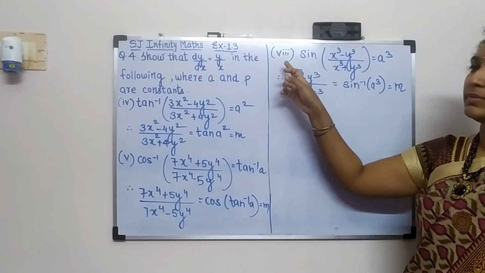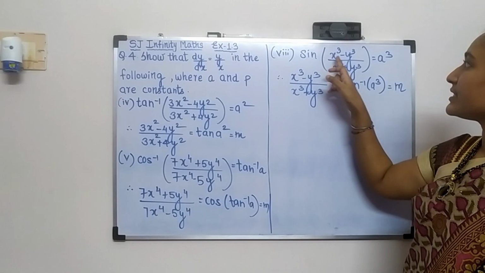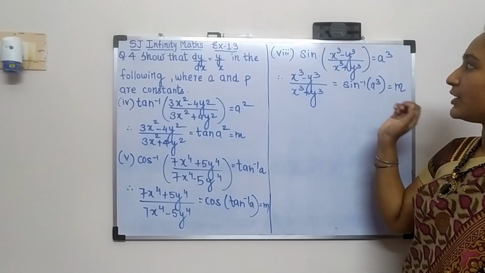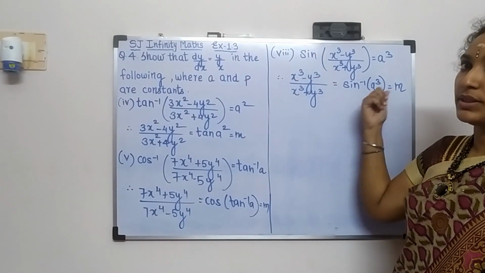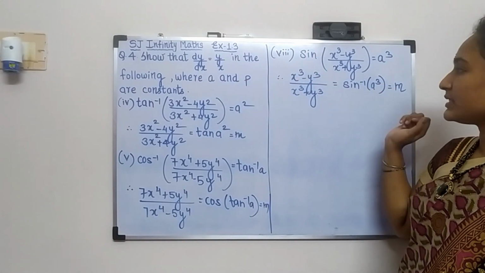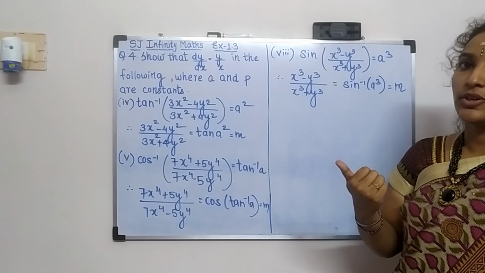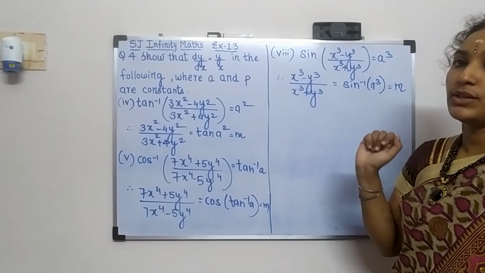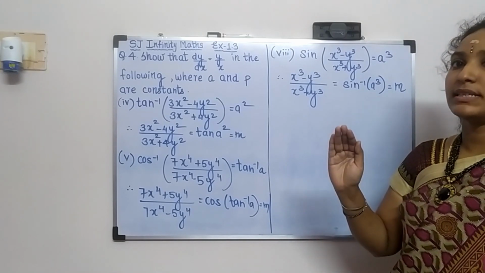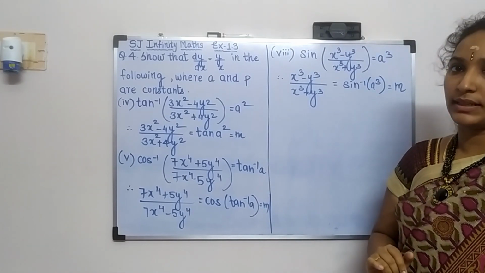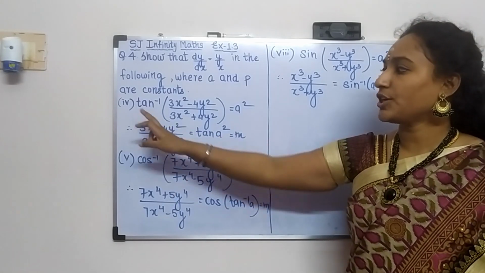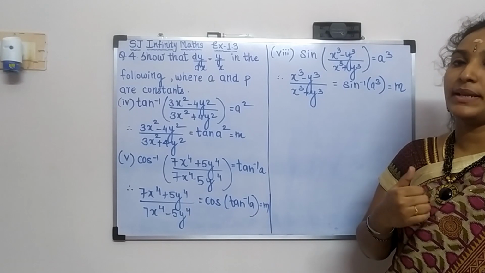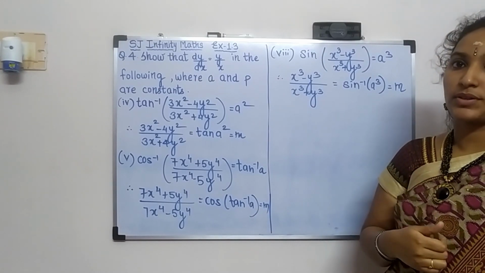Similarly, we have question number 8. Sin inverse of (x cube minus y cube upon x cube plus y cube) is equal to a cube. When this sin inverse is taken to the RHS, it becomes sin of a cube. A cube is your constant, so sin a cube is equal to m. Hence, you can proceed with similar steps as in question number 3. Please solve it yourself, question number 4, 5 and 8. If you find any difficulty, please ask me in the comment box.